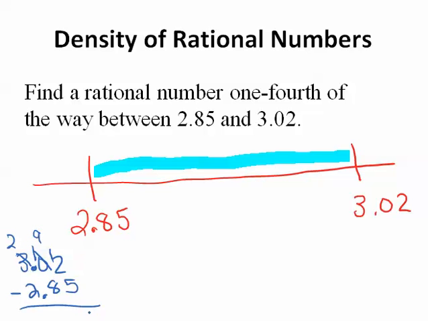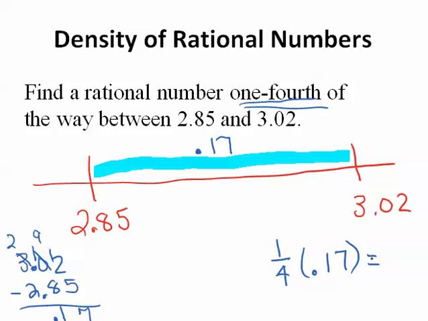Look at that, I'm not even using a calculator. That's a 7. That's a 1. Okay, so it's 0.17, whatever the units are. Now, we need to go 1/4 of the way. 1/4 of the way through. So I need to take 1/4 of 0.17.